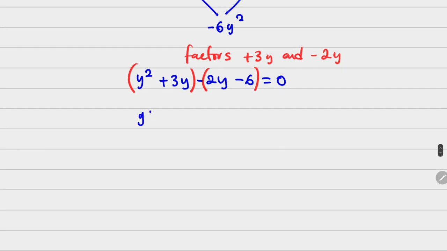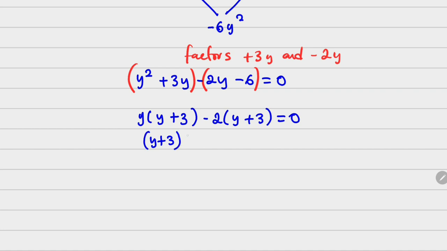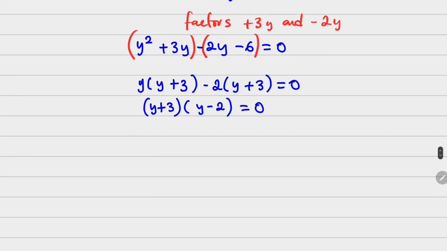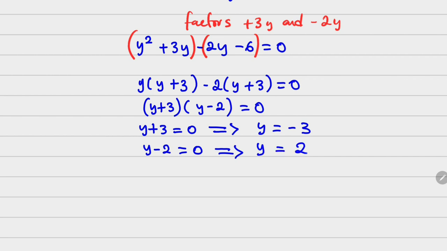So I'm going to have y into y plus 3, then I have minus 2 into y plus 3 is equal to 0. So I have y plus 3 into y minus 2 is equal to 0. This is beautiful because we can conclude that y plus 3 is equal to 0 implies that y is equal to minus 3. Then y minus 2 is equal to 0 implies that y is equal to 2.